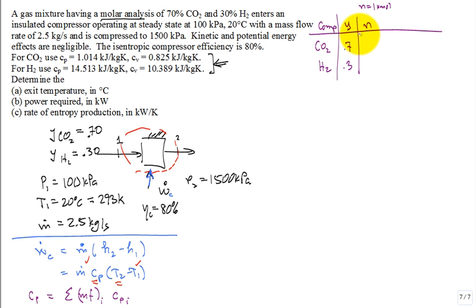See what I'm doing? I'm saying I know Y is 0.7. If I say N is 1 kilomole, then how many kilomoles of CO2 do I have? 0.7 and 0.3, and you sum them up and it's 1 kilomole. So N total is 1 kilomole. It's kind of redundant there. I know that.